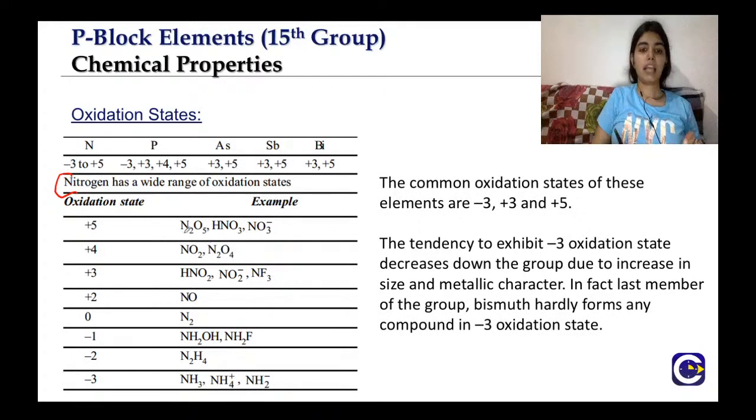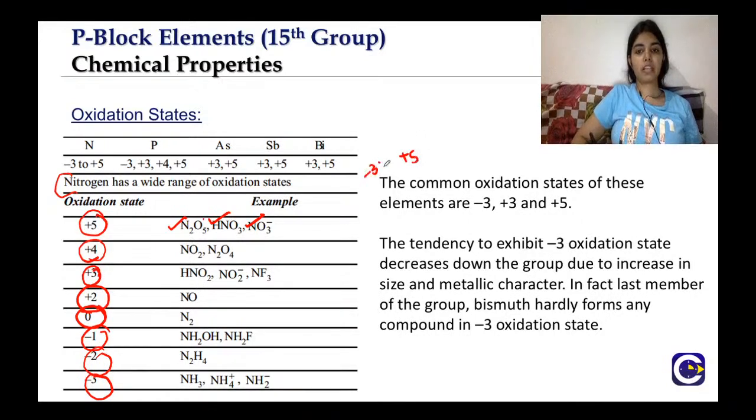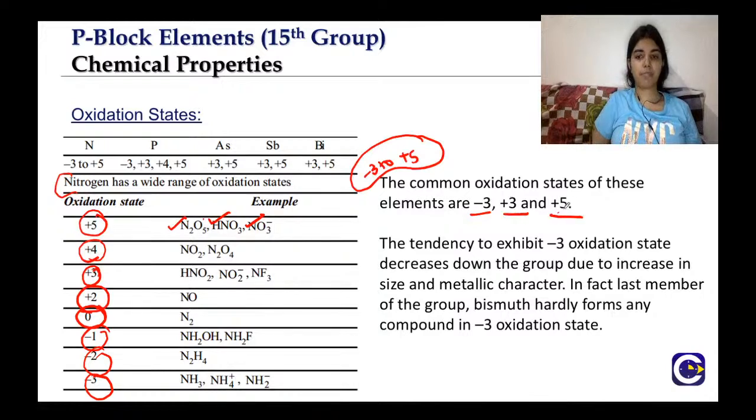Here, in N2O5, HNO3, NO3 negative, nitrogen bears a +5 oxidation state. In NO2, N2O4, it has a +4 oxidation state. In HNO2, NO2 minus, NF3, it has a +3 oxidation state. In NO, it has +2, in N2 it has 0, then -1, -2, -3. That means from +5 to -3, it basically shows all oxidation states, but the common oxidation states are -3, +3 and +5. The tendency to exhibit the -3 oxidation state decreases down the group. Why does it decrease? Because the metallic character is increasing.